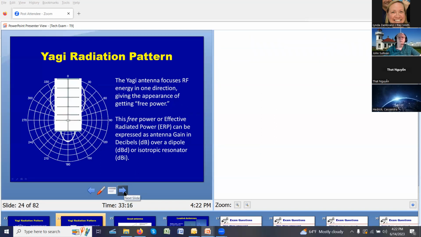Okay, so this is a picture of a Yagi superimposed over that pattern, and you can see that this would be your driven element here, reflector back here, and these are all your directors up here, and it's focusing the energy in that one direction.